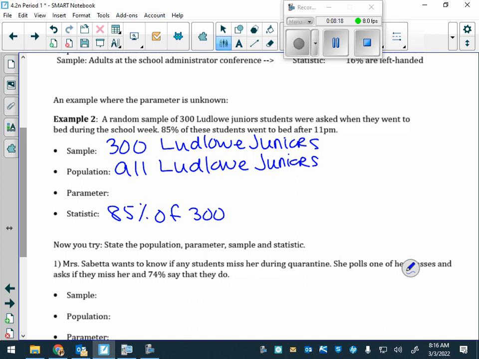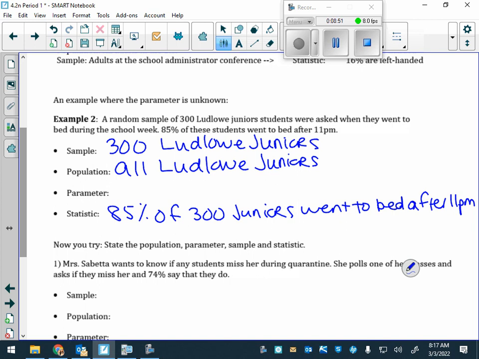So 85% of 300 juniors, some might say 85% of the random sample, or some might just put 85%, okay? But the more you put, the more your reader is going to understand, okay? So 85% of 300 juniors went to bed after 11.